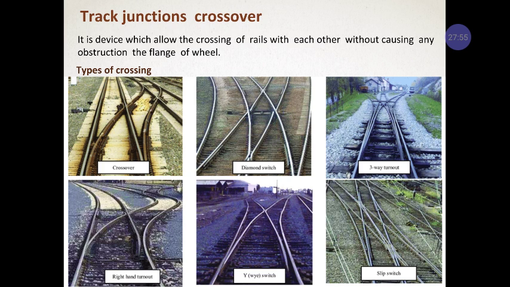So once again, the definition for crossing: it is a device which allows the crossing of rails with each other without causing any obstruction to the flange of the wheel. Okay, and these are the types. So you have to just understand which type of crossing is provided when, and what are its limitations.